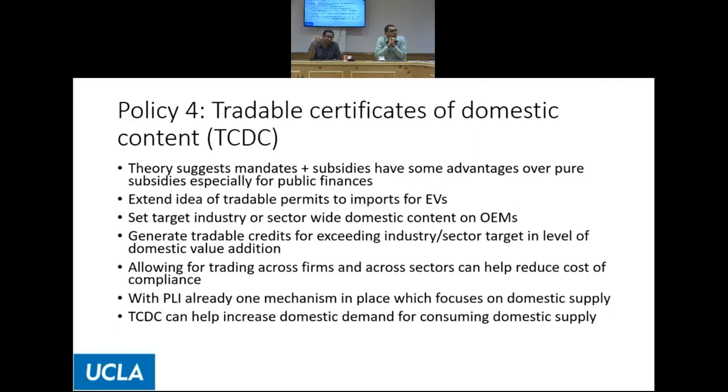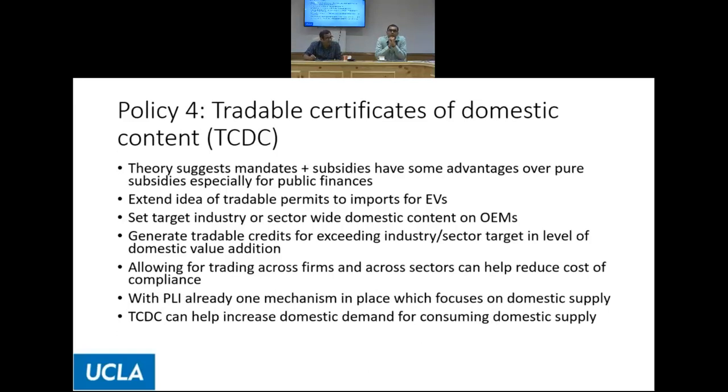But I do think something like this can help reduce the higher cost of domestic sales and increase competition and demand for domestically manufactured cells. Because ultimately, you want the OEMs to buy domestically made cells. While there are manufacturers, they need a market as well. So this can be something that OEMs can also work with.